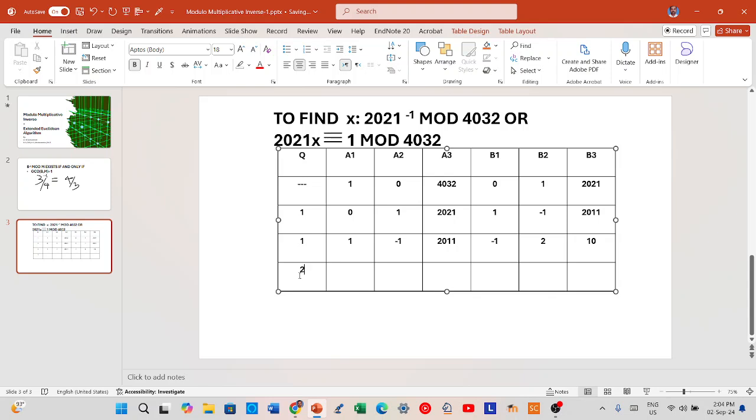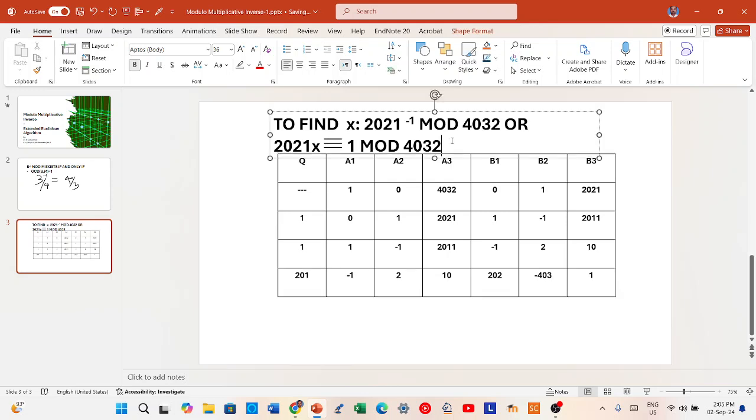Now 2011 divided by 10: the quotient is 201, and you will have 1 as remainder. Then minus 1 copied from B1, B2, B3, 2 and 10, right? How will you do this? A1 minus Q into B1: 1 minus 201 into minus 1, so 1 plus 201 is 202. And B2 will be your answer: 1 minus 201 into 2, so minus 1 minus 202 will be minus 403. So your answer is x equal to minus 403.